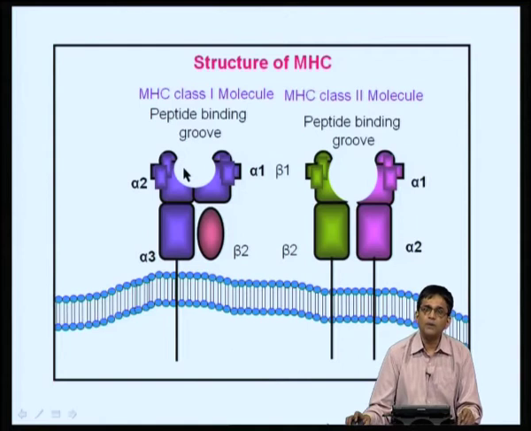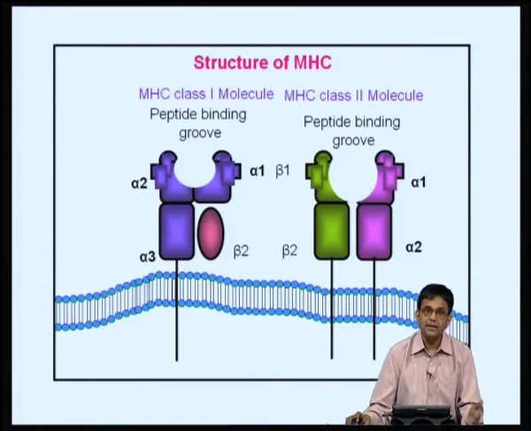One of the interesting aspects about MHC molecules, the class 1 and class 2, is that they are highly polymorphic, and the polymorphic residues in case of MHC class 1 are present in this peptide binding region. And what polymorphism allows is for it to bind different sorts of peptides.